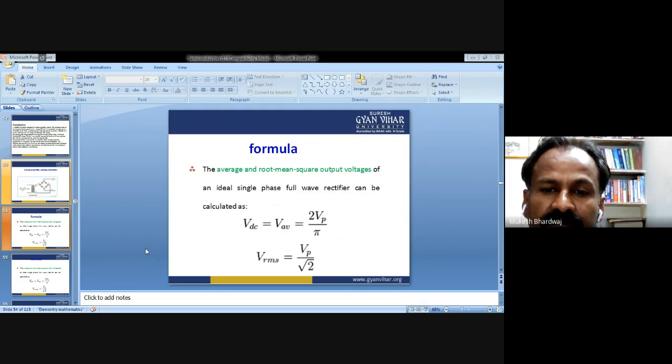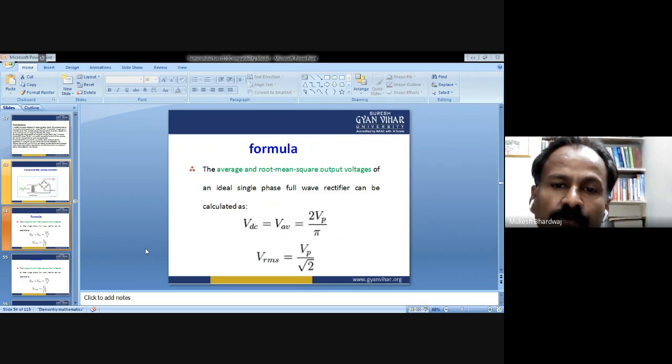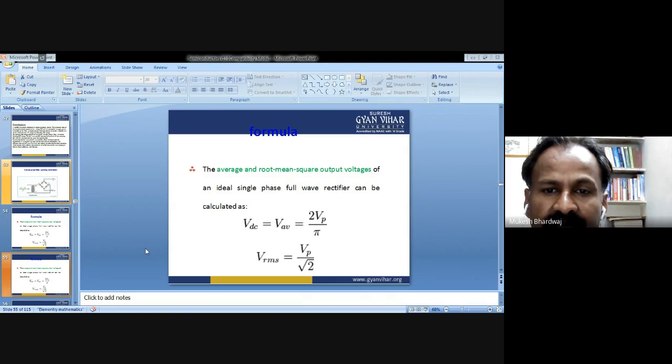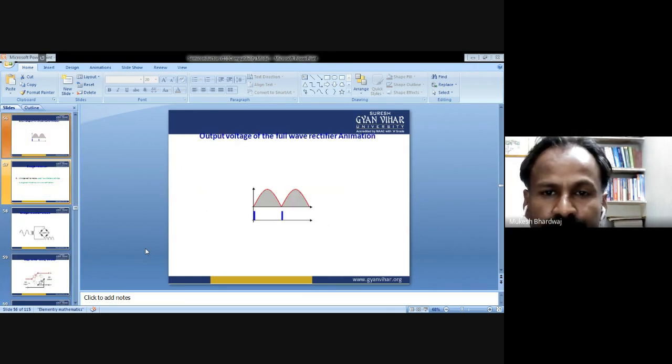These are some parameters, the output formulas. The average and root mean square output voltage of an ideal single phase full wave rectifier can be calculated as VDC equals 2Vp upon pi, and Vrms equals Vp upon root 2.